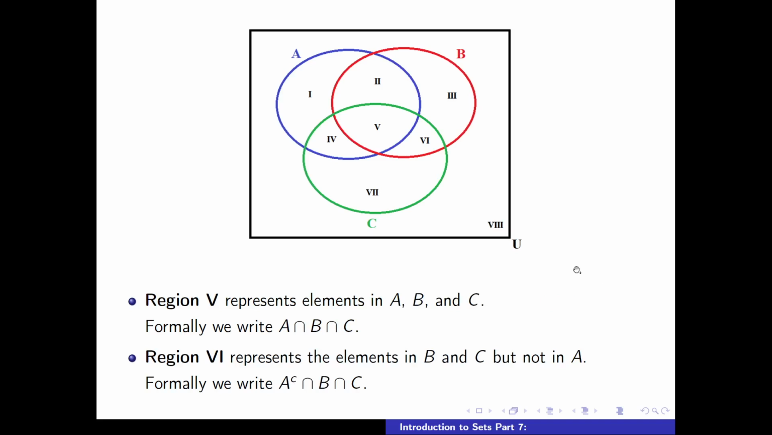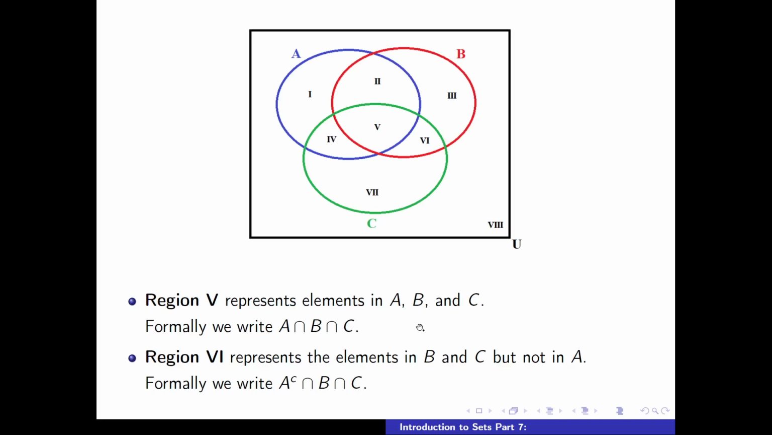Okay, region 5, this is the intersection of all 3 of the sets. So this is where all 3 sets overlap. So these are elements that are in A, B, and C, or formally we can write it as A intersect B intersect C. And we can read this again as A and B and C, so elements in A and B and C.